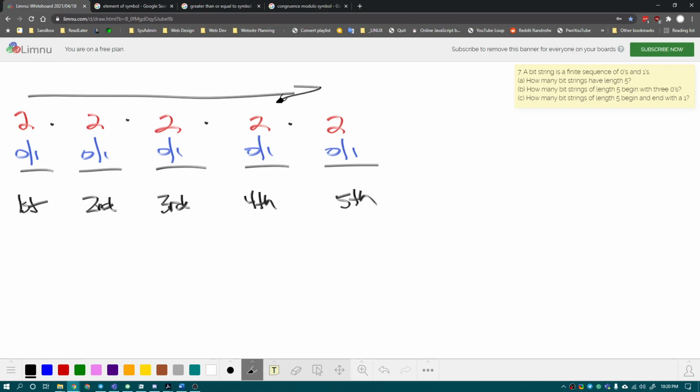Since we're going horizontally, we're going to be multiplying 2 times 2 times 2 times 2 times 2. That's equal to 2 to the 5th, which is equal to 32. Okay? Now let's do part B.